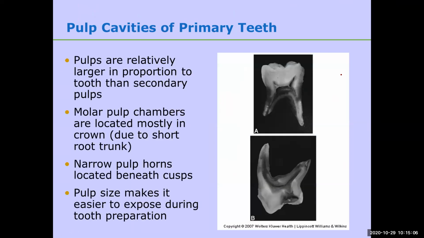Remember, those pulp cavities are very high. There's thinner enamel, thinner dentin. Decay is going to spread faster. Those pulp chambers are very high compared to the permanent dentition. So whenever the doctor is preparing a tooth, it's not uncommon to have a pulpal exposure.